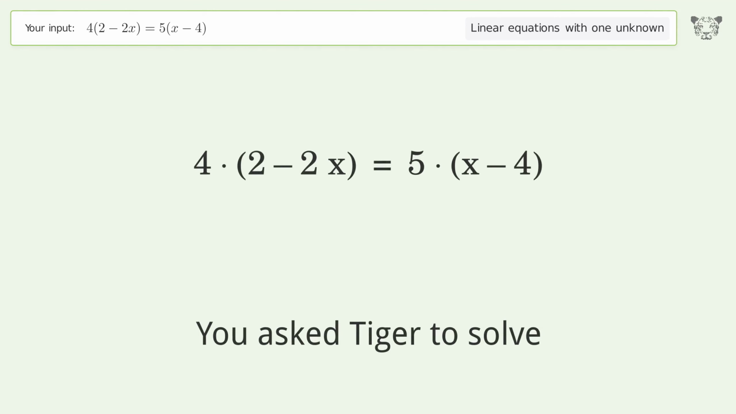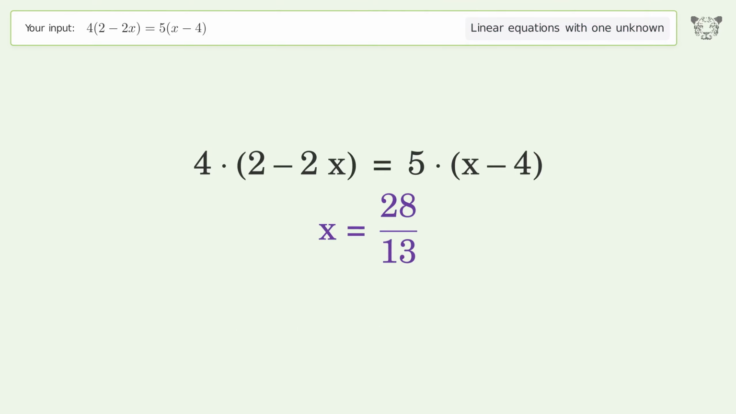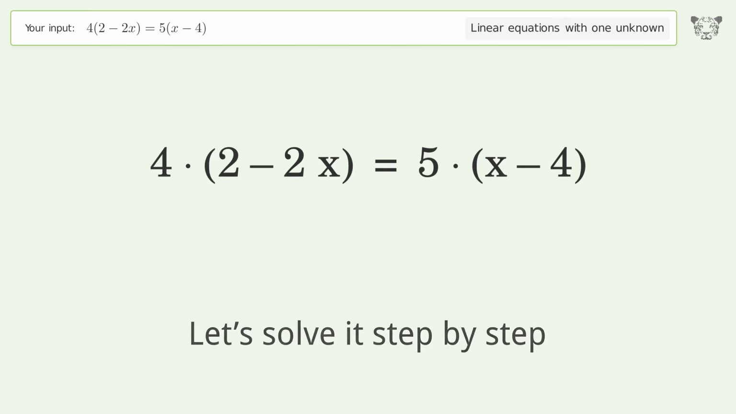You ask Tiger to solve. This deals with linear equations with one unknown. The final result is x equals 28/13. Let's solve it step by step.